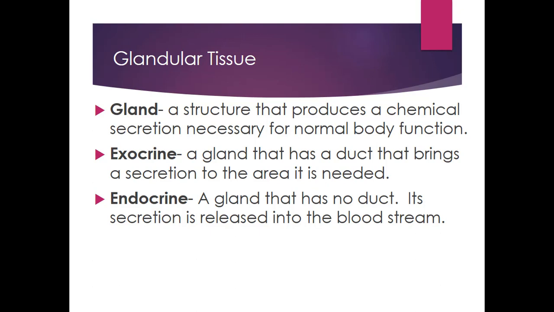So there are exocrine glands, and these are glands that have a duct that bring the secretion to the area in which it is needed. So a perfect example is a salivary gland. All the salivary glands have a duct that releases saliva into the oral cavity. Endocrine glands are glands that have no ducts. That means that their chemical is secreted directly into the bloodstream to have an effect on the body.